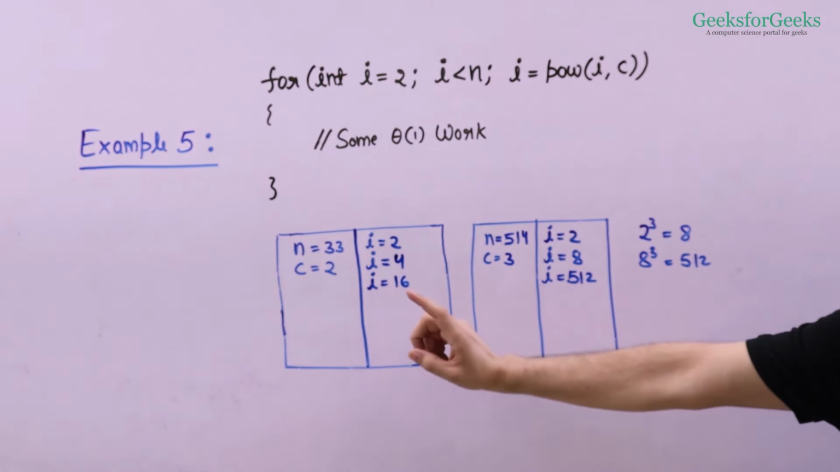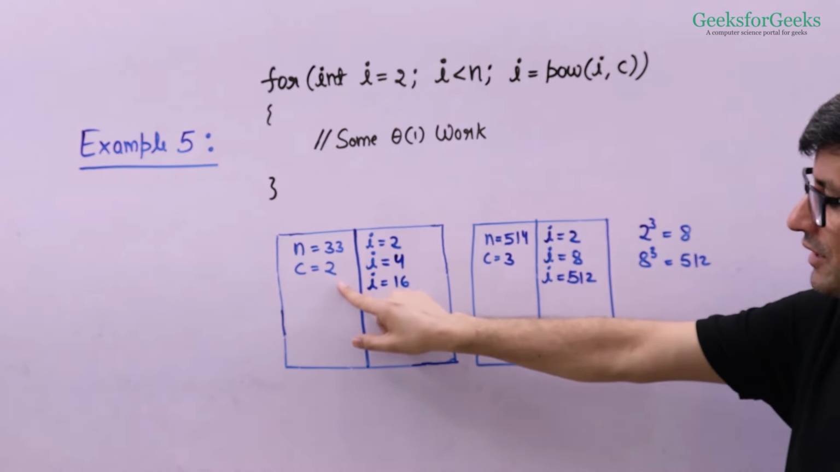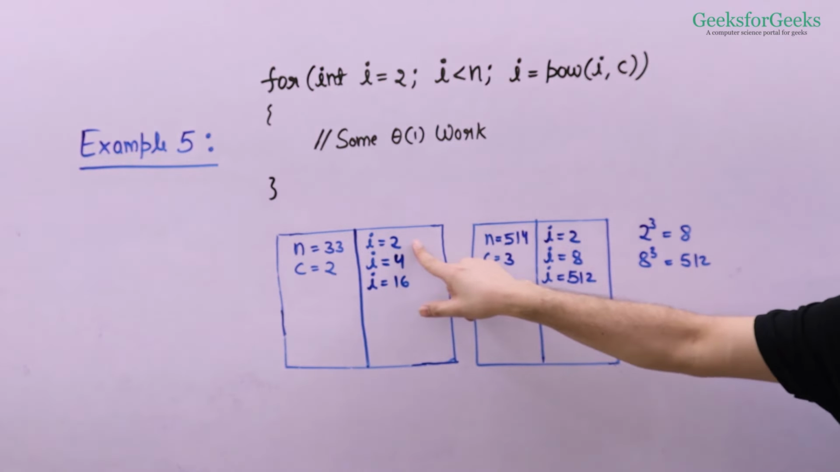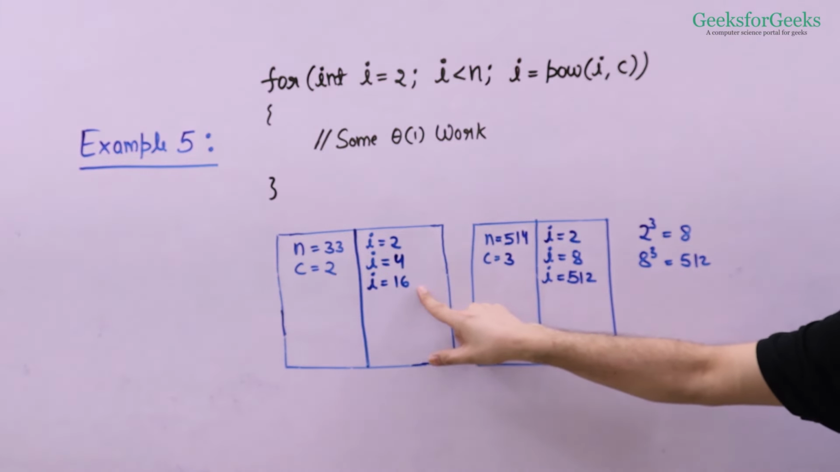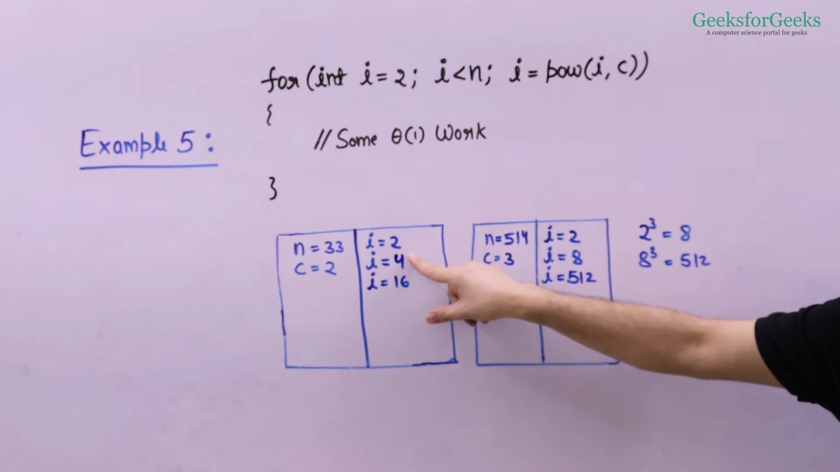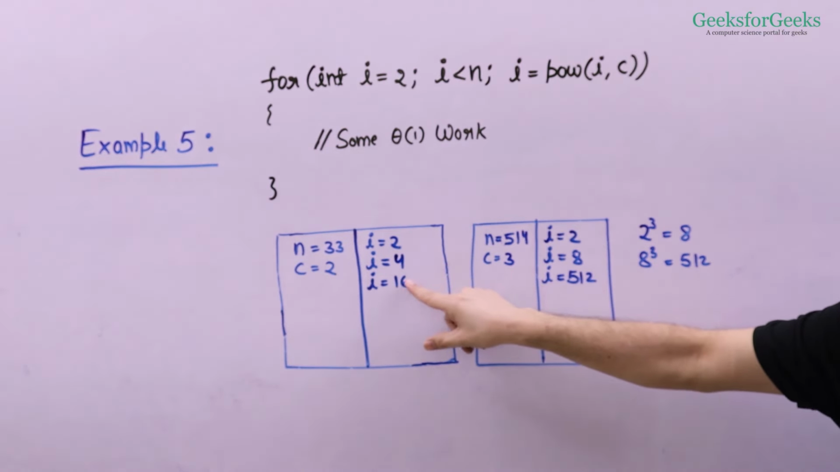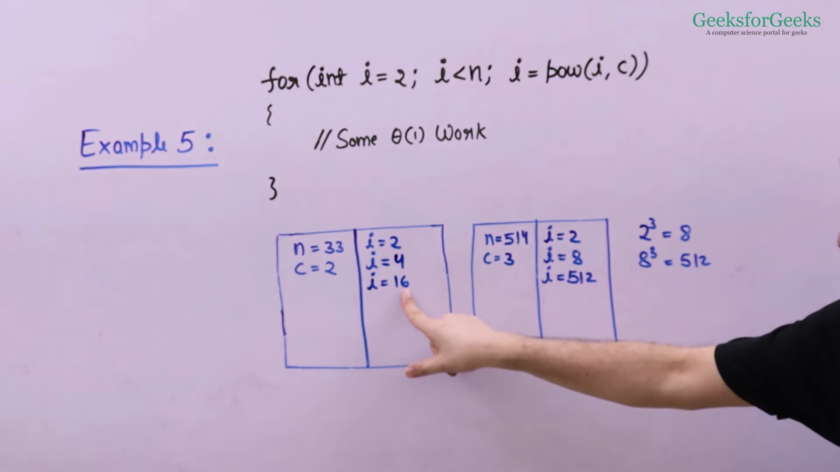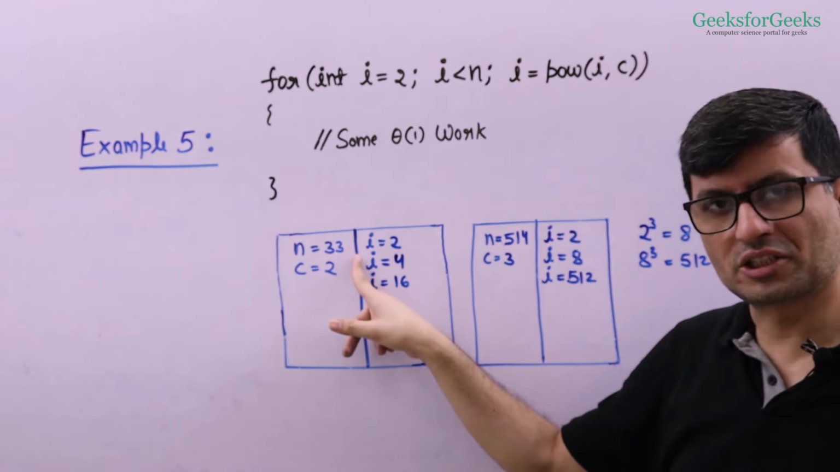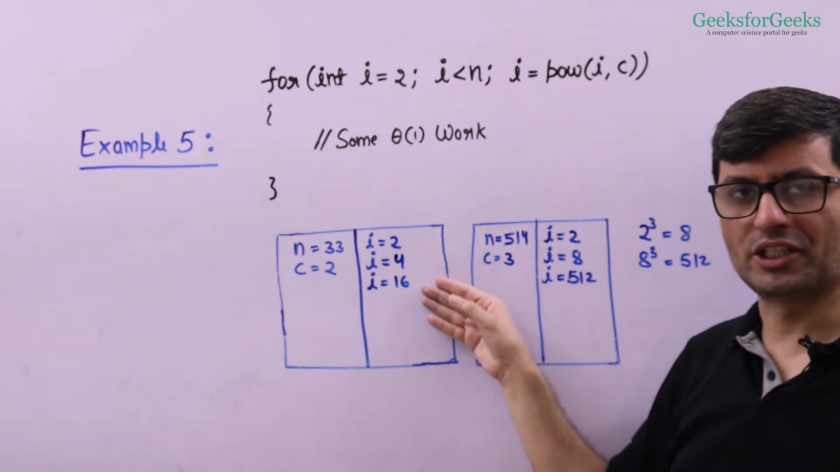So if we see an example run for n equal to 33 and c equal to 2, we run for I equal to 2, then we run for 4, then we run for 16. So 2 raised to the power 2 is 4, then 4 raised to the power 2 is 16. And after we do 16 raised to the power 2, we are going to get 256, which is way larger than 33. So we stop after 3 iterations.